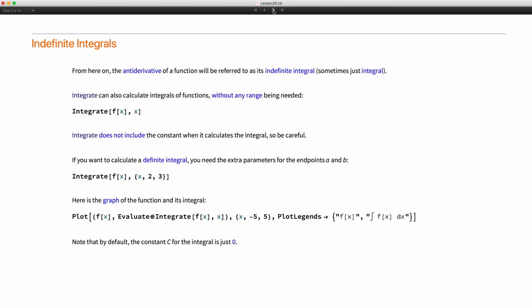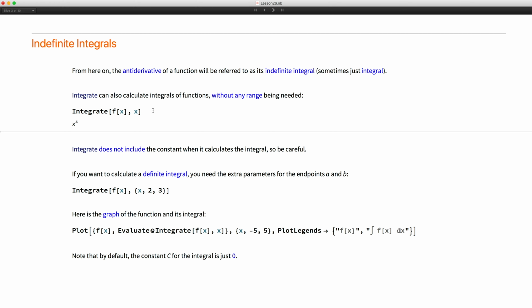But before going on, just a few notes. So first of all, to repeat myself, the antiderivative will now be referred to as the indefinite integral. And sometimes people just say integral. So if you take Integrate and you find the integration of f of x comma x, then the answer is x to the power 4, for example, because it's really computing an indefinite integral when you do not give it any range.